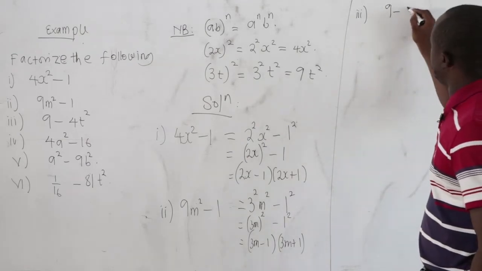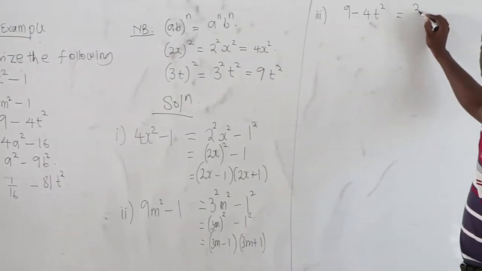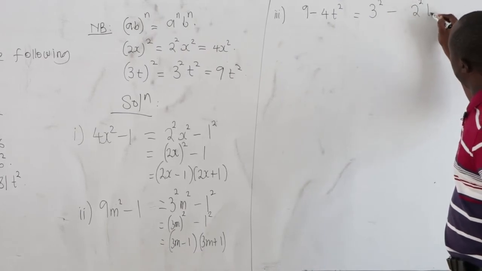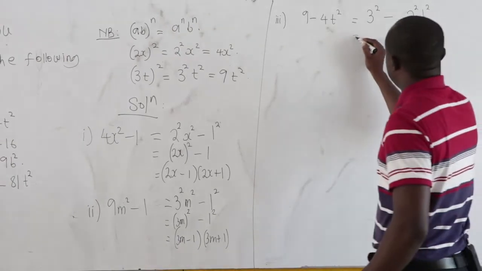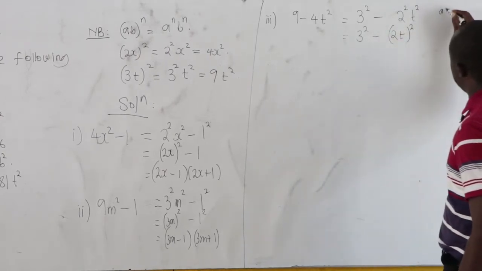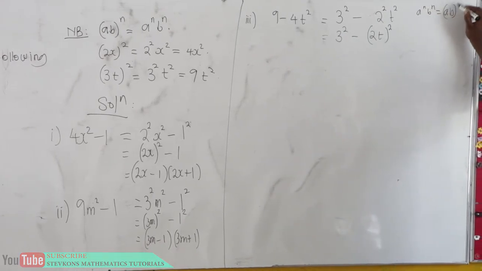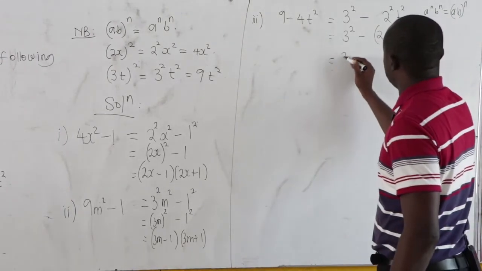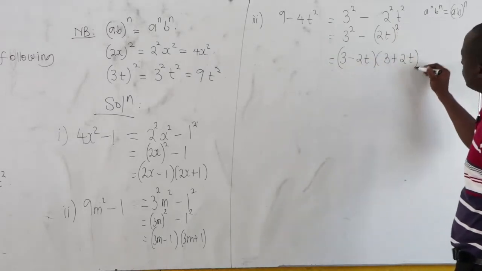Now let's see the third one. We have 9 minus 4t squared. You can change the 9 as what? That is 3 squared. Now minus 4, we can change 4 to what? 2 squared, and then we have t squared. Remember, we want to get a squared minus b squared. Now this is the same as 3 squared minus (2t) all squared. That is a and b, and this is the same as (ab) all to the power n. So this can be said to be equal to this. So here, that is 3 minus 2t, and then we have 3 plus 2t.